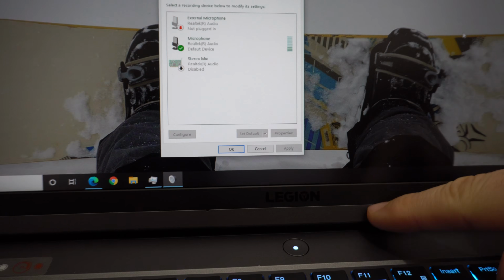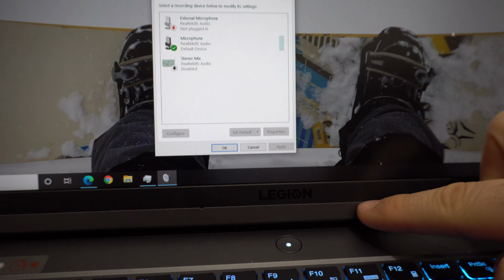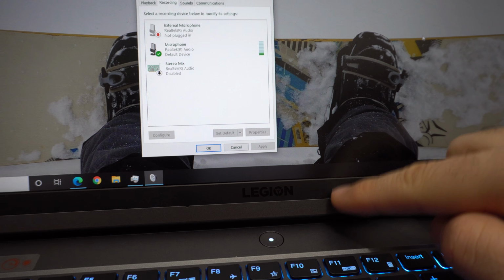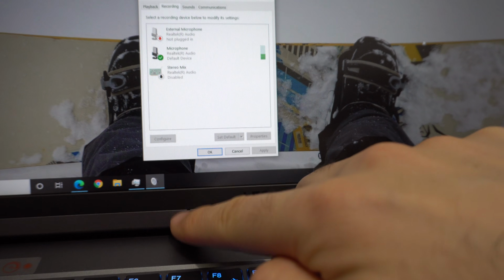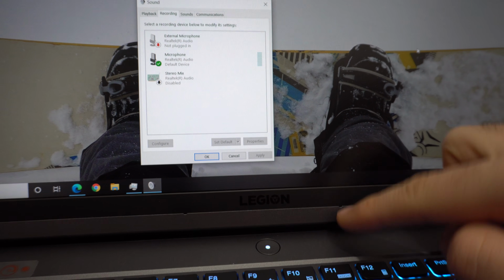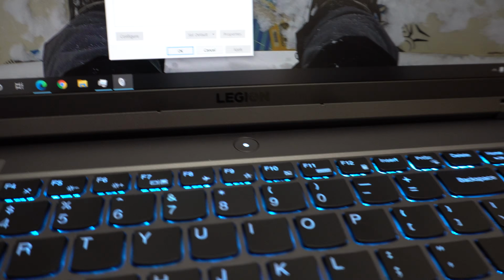And if I place my finger here, notice the green lines are moving there. That's the right microphone and left microphone. Stereo microphones on the bottom of the display.